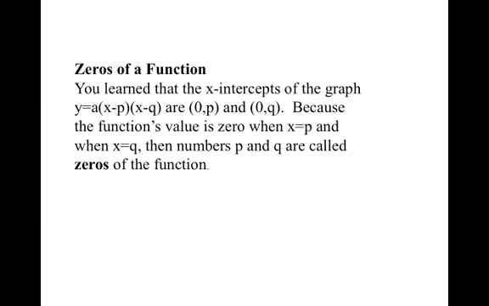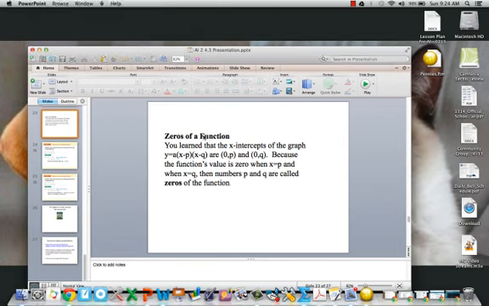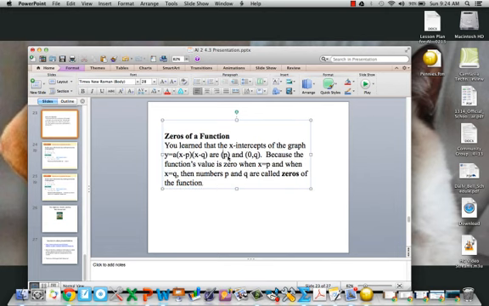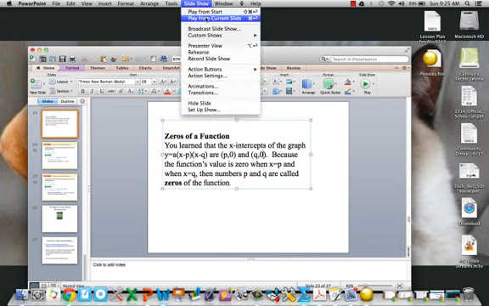You learned that the x-intercepts of the graph of y equals x minus p times x minus q are p, 0 and q, 0. Had those on there backwards. Let me fix it. Don't want y'all learning something incorrectly just because I was silly.